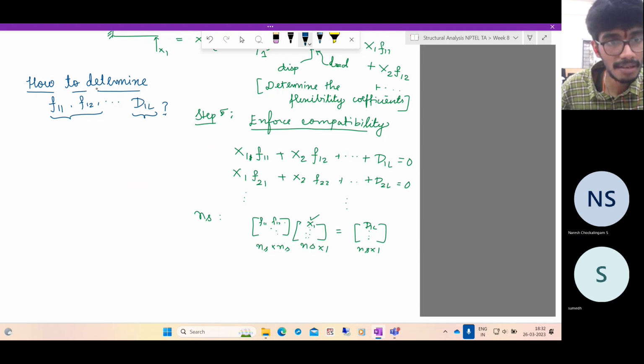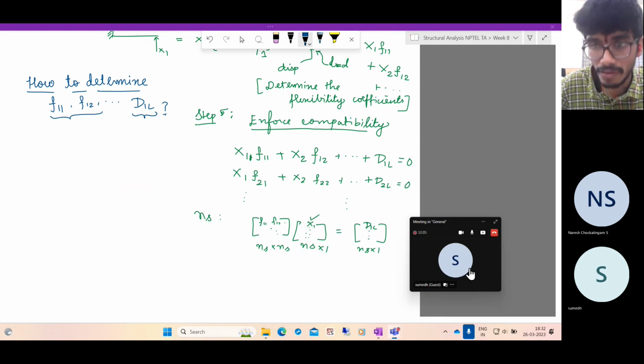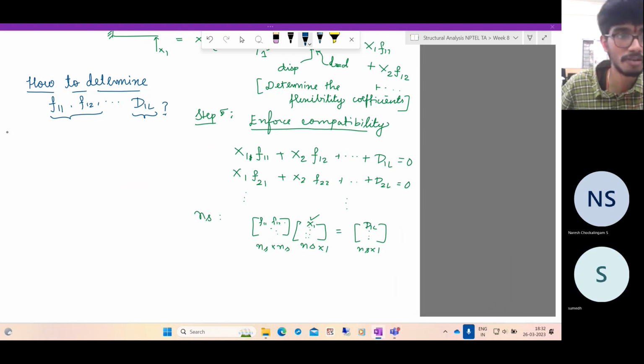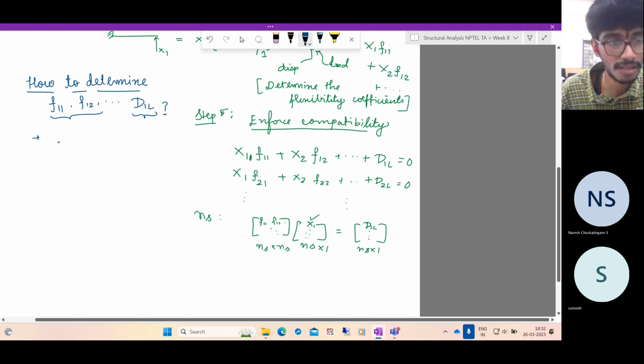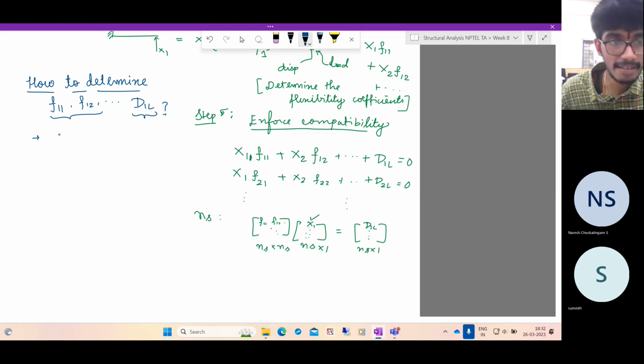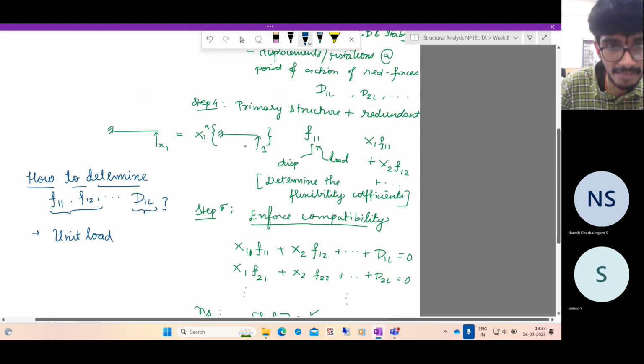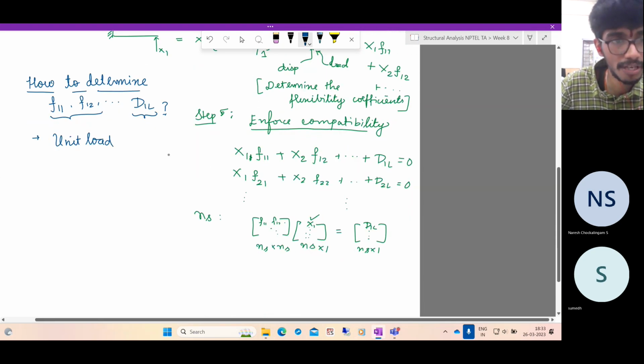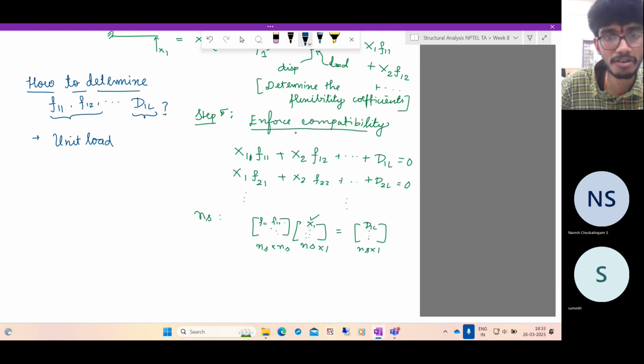So this is very simple. We have seen it multiple times. We have so many methods to do it, so you can use any method. You can use the conjugate beam method or the moment area method, but the easiest is the unit load method. So we'll use the unit load method to determine these coefficients. Why? The reason is we are subjecting it to a unit load and treating this as unknown. So when we use the unit load method, we'll get the flexibility coefficient in one step.